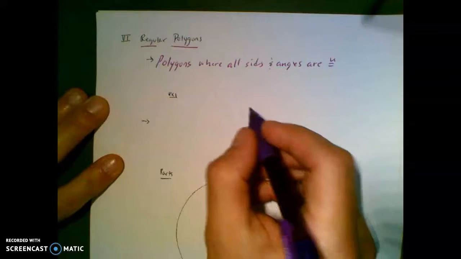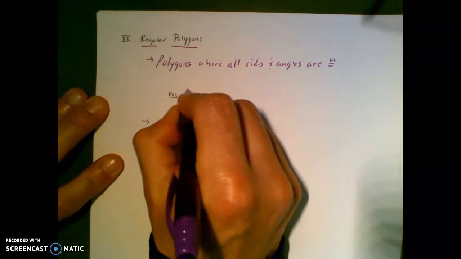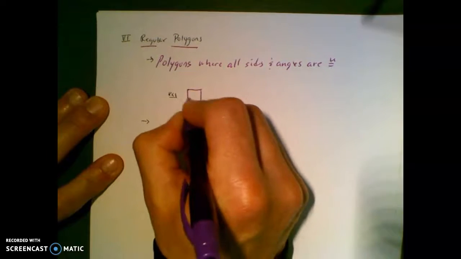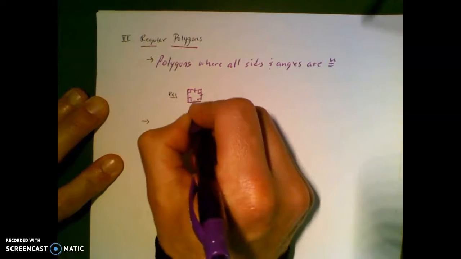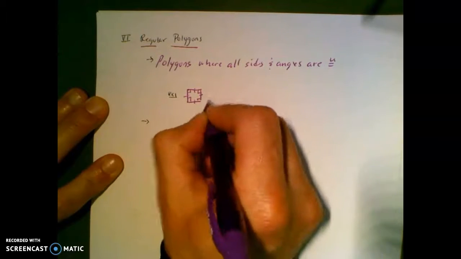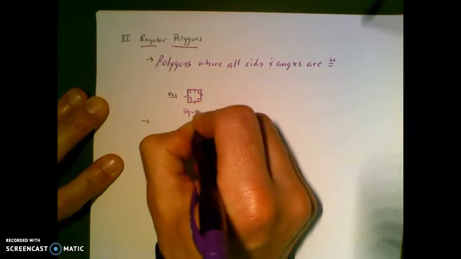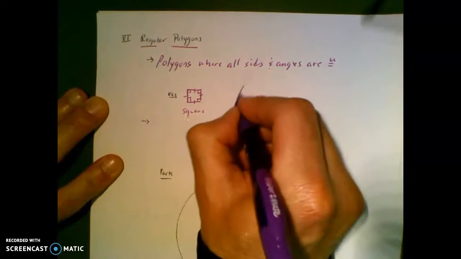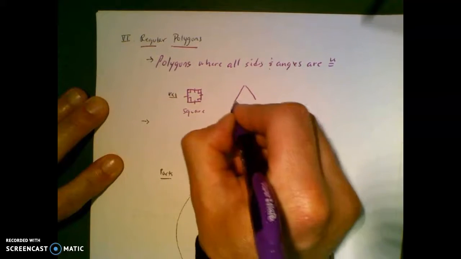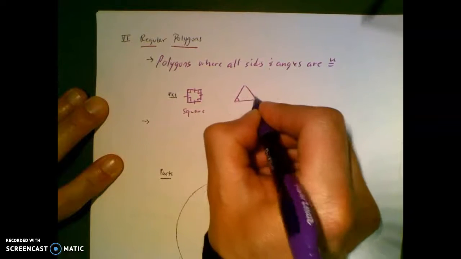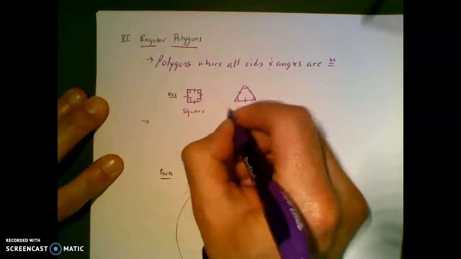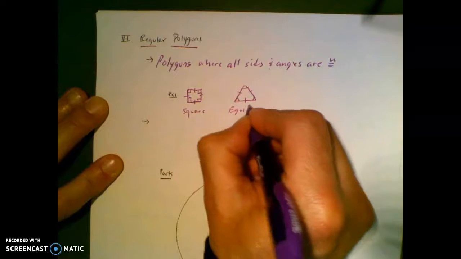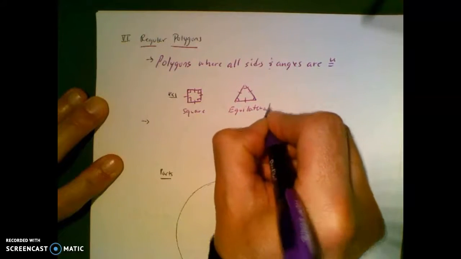Examples that you've used before, again, you've looked at a square, that's an example of a regular polygon. All the angles are 90, so they're congruent, and all the sides are the same. So square is an example. We've also looked at equilateral triangles. Remember that each of their angles was 60 degrees, and all the sides were the same as well. So equilateral triangle is another regular polygon.